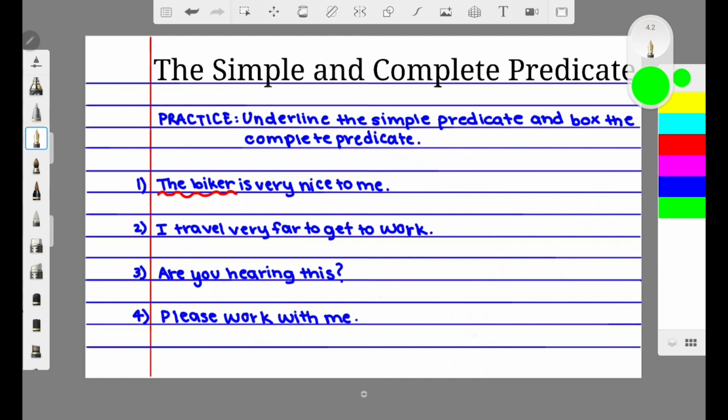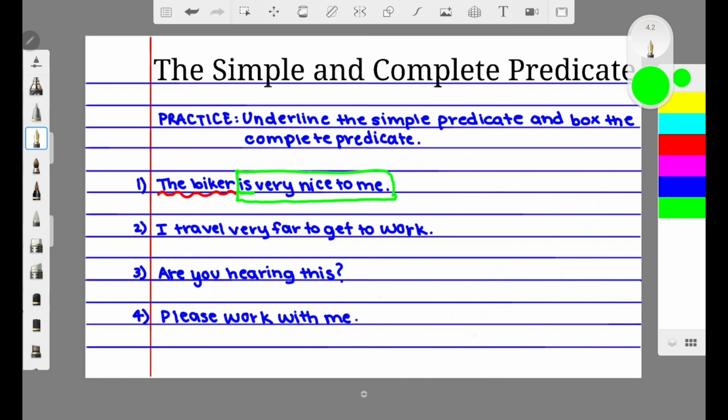So let's start with our simple predicate first. We learned that it is usually verbs or verb phrases. So is our verb in this case. And then we said everything other than the subject for complete predicate is very nice to me. Is the complete predicate.